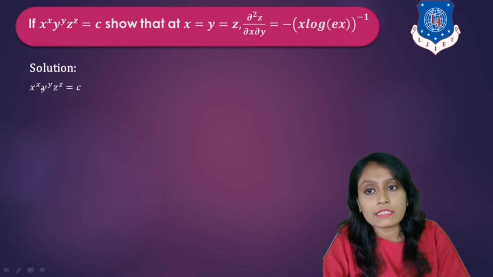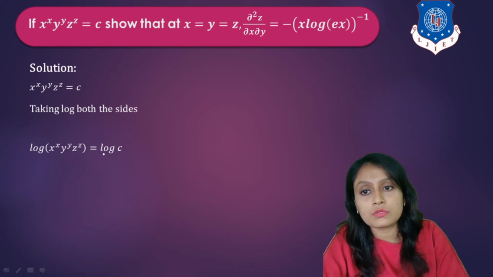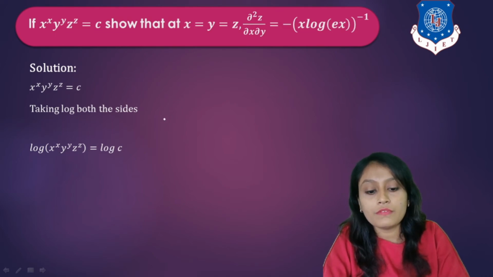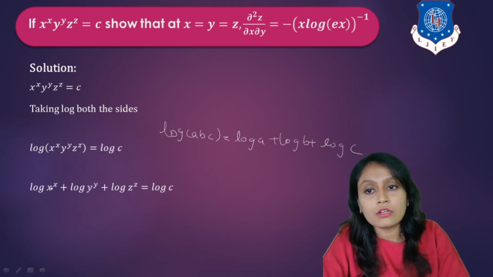First we have x raised to x, y raised to y, z raised to z is equal to c. So we will apply log on both the sides. So taking log on both the sides, here you will get log of x raised to x, y raised to y, z raised to z is equal to log c. Now we will apply the log formula, that is log of ABC is equal to log A plus log B plus log C. So apply this formula. So you will get log x raised to x plus log y raised to y plus log z raised to z is equal to log c.